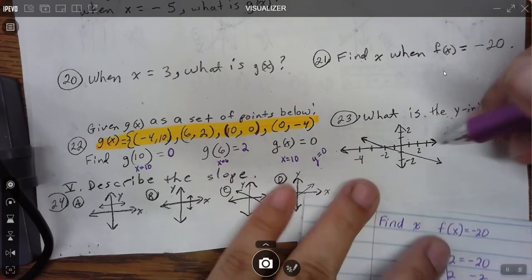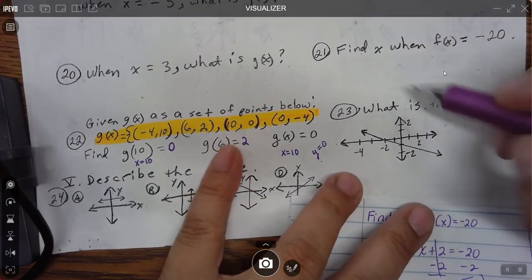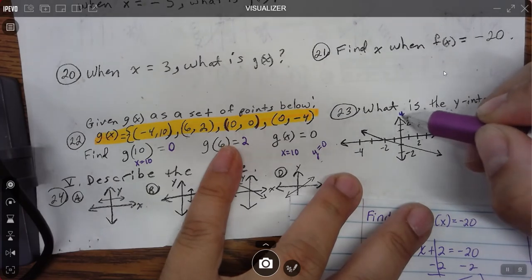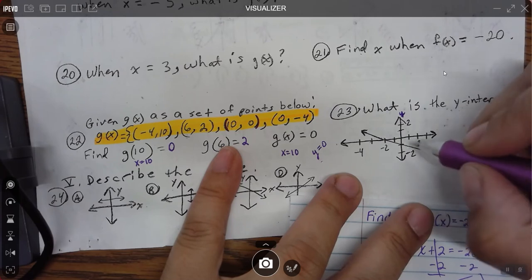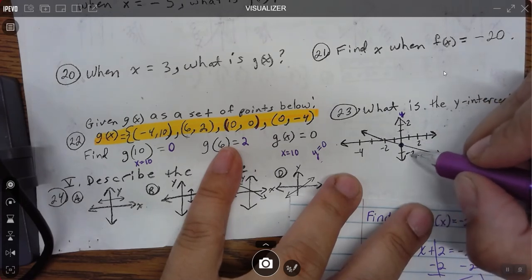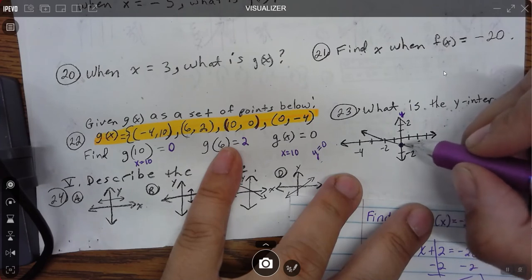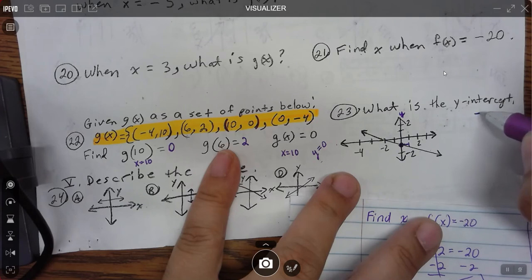All right, 23. What is the y-intercept? When you're looking for the y-intercept, you're going to focus on the y-axis. Clear? This axis right here, and then you need to figure out what this point is. And that point, since this is -2, this one has to be -1. So the y-intercept is -1. Y equals -1, or 0, -1.